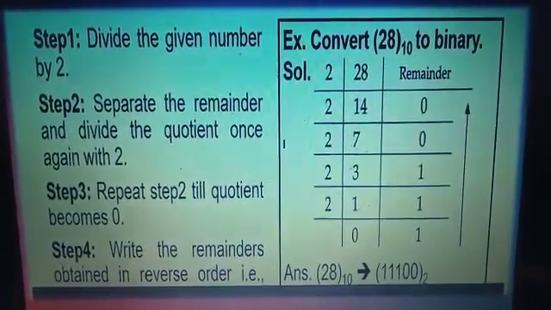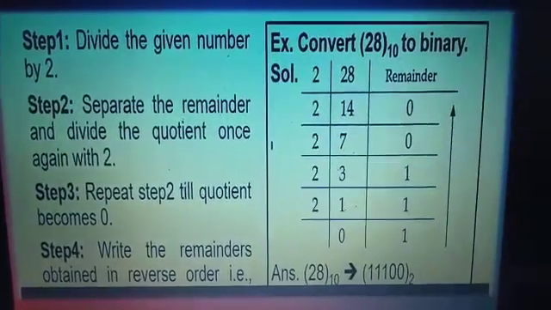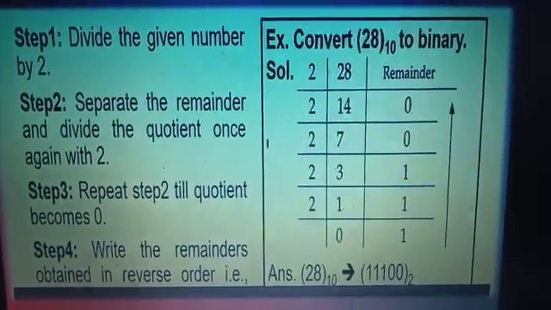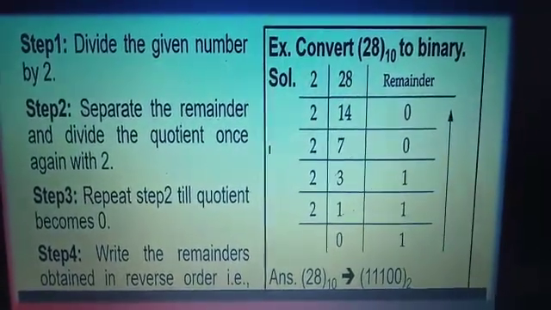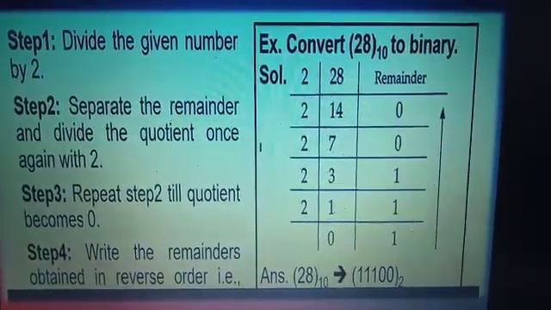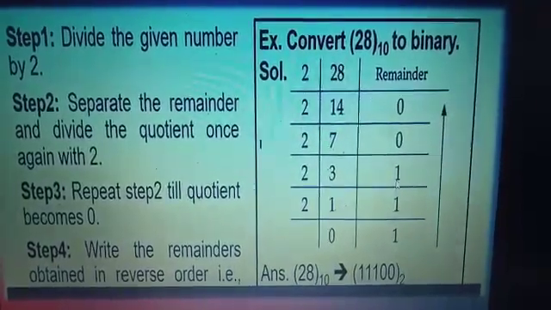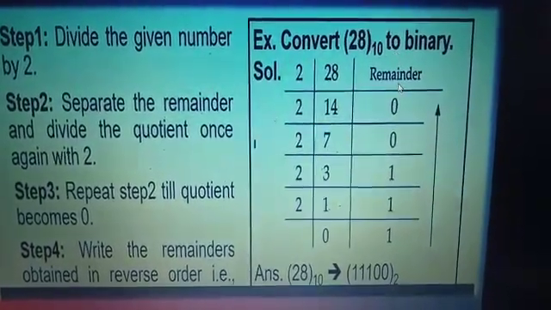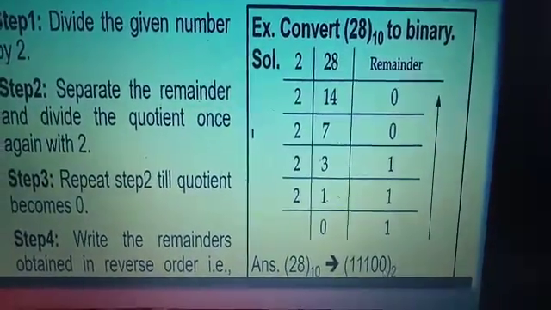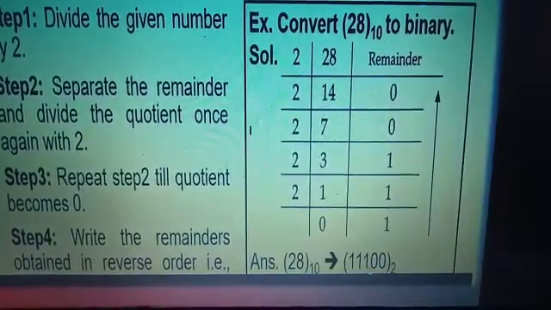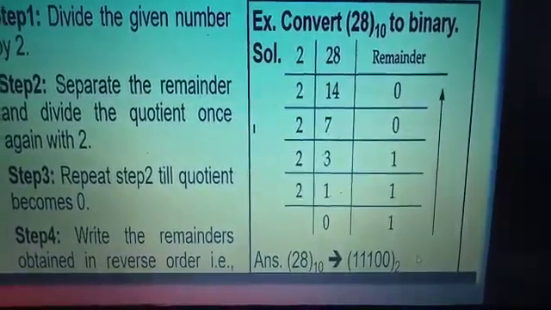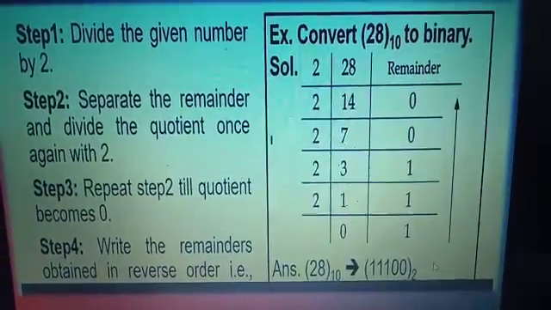Now you have to write the remainders obtained in the reverse order, from bottom to top. How will you write it? All the remainders you have to write from bottom to top. What was the answer? 1 1 1 0 0. You have to write from bottom to top. See, the answer is here. So 28 base 10 gives you (11100), close the bracket and you have to write the base 2. In this way you can convert decimal to binary.